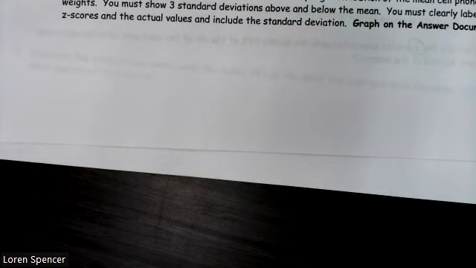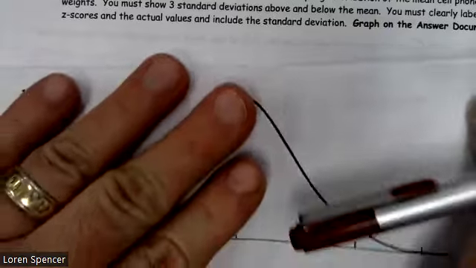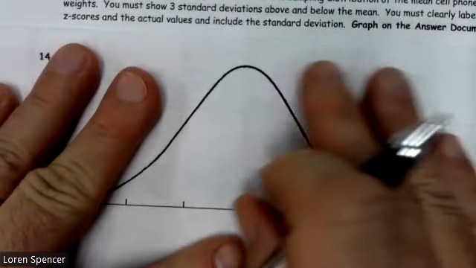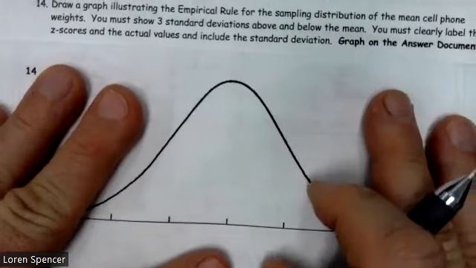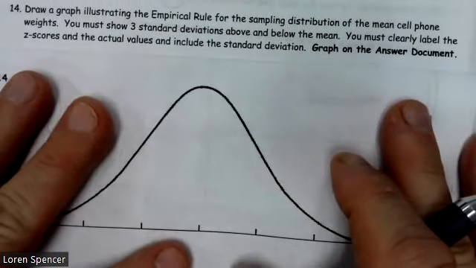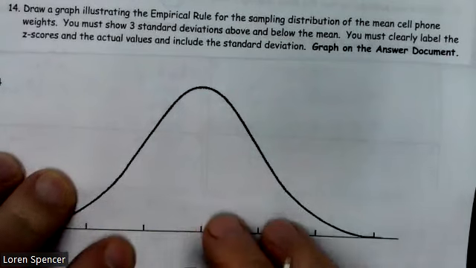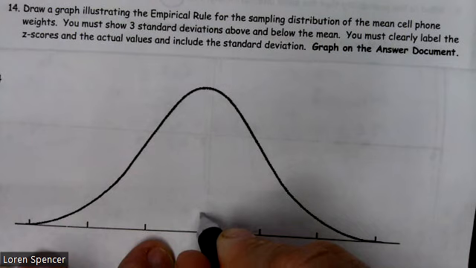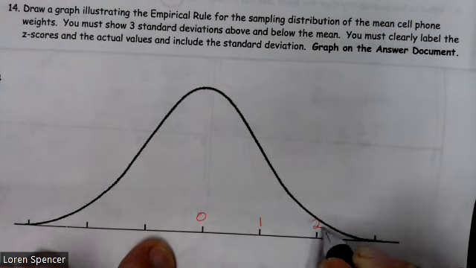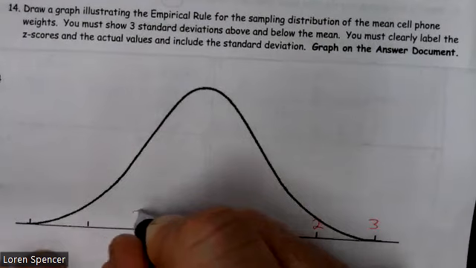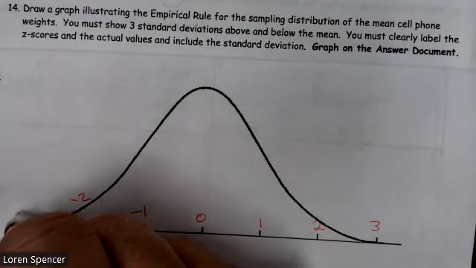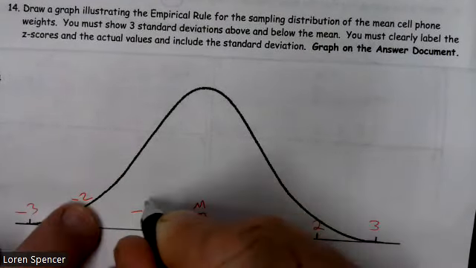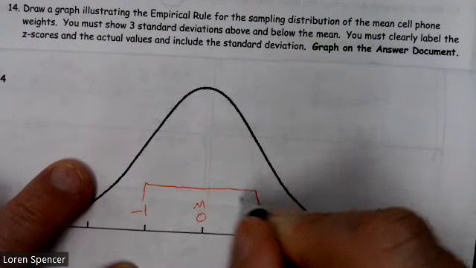All right, last problem. Last problem says draw a graph illustrating the empirical rule for the sampling distribution of the mean cell phone weights. You must show 3 standard deviations above and below. You must clearly label the z-scores. All right, so let's go ahead and start with the z-scores because that's probably the easiest thing to do. So we have a 0, we have a 1, a 2, and a 3. We have a -1, a -2, and a -3. This is our mean.